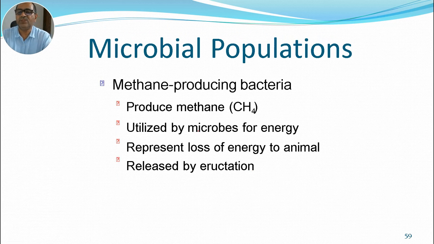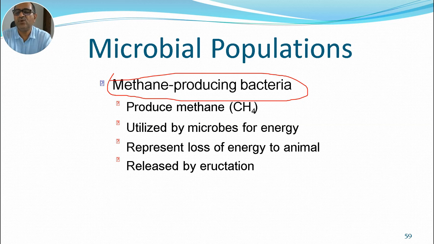Then the methane producing bacteria are also important bacteria, which produce methane, what we call gobar gas, and this methane is utilized by the microbes for energy synthesis. They represent a loss of energy to the animals, as it is released by eructation, especially since methane is a gas. Also, it is known as a greenhouse gas.